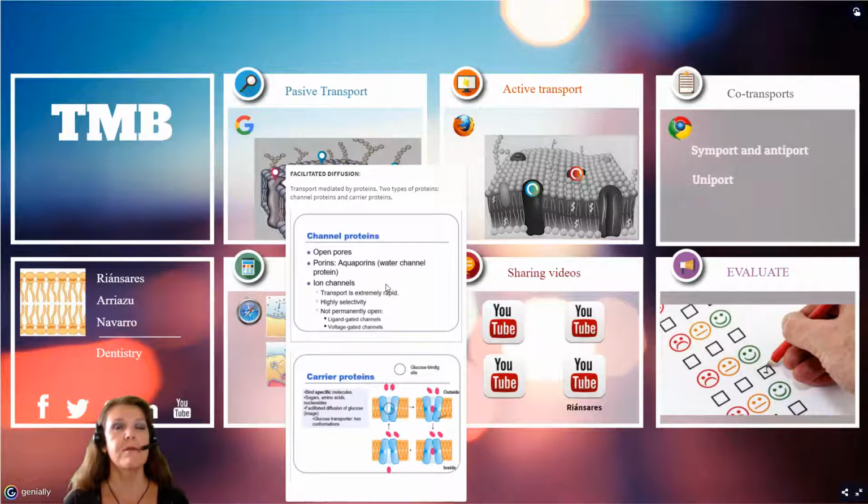Ion channels are very important because they permit very quick transportation of molecules. Okay, but in that case, the selectivity is higher than before. Okay, these channels are not open all the time. We require specific situations for opening them. So that permits to classify these channels into two groups: ligand-gated channels and voltage-gated channels.